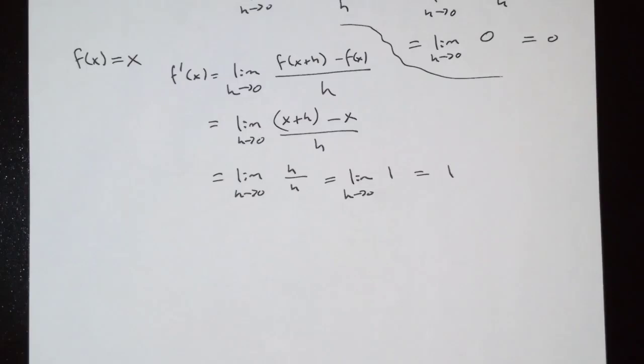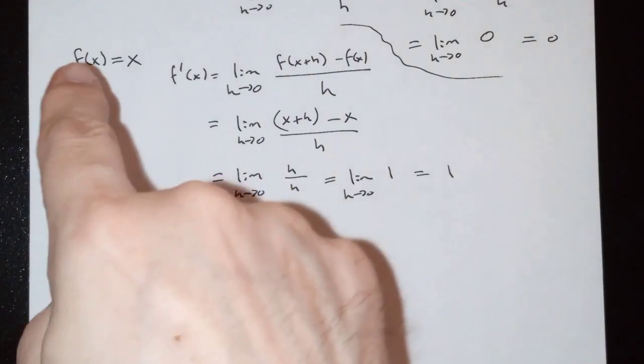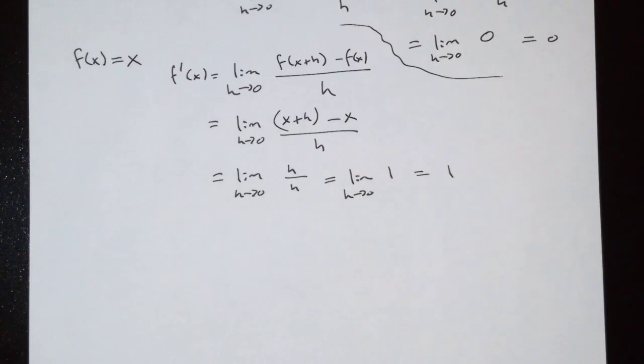And this makes sense. Again, I've got a straight line. Its slope is 1 everywhere. So its derivative, which represents the slope, is 1 everywhere. All right. If I start looking at more and more powers of x, I need to do this multiplication.